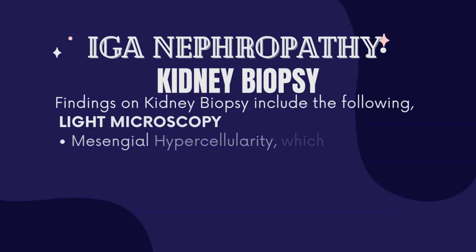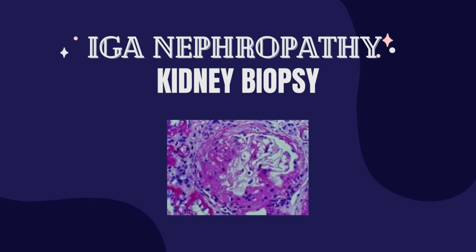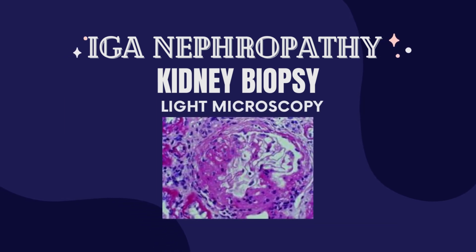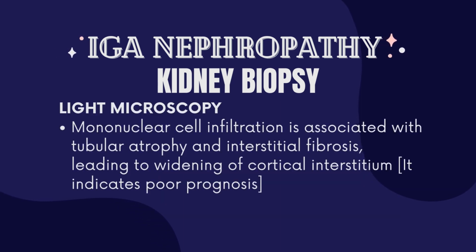Findings on kidney biopsy include the following. On light microscopy, we might observe 1. Mesangial hypercellularity, which is most commonly diffuse and global, but focal segmental hypercellularity can also be seen. 2. Crescentic change may be seen. 3. Mononuclear cell infiltration is associated with tubular atrophy and interstitial fibrosis, leading to widening of the cortical interstitium. It indicates poor prognosis.